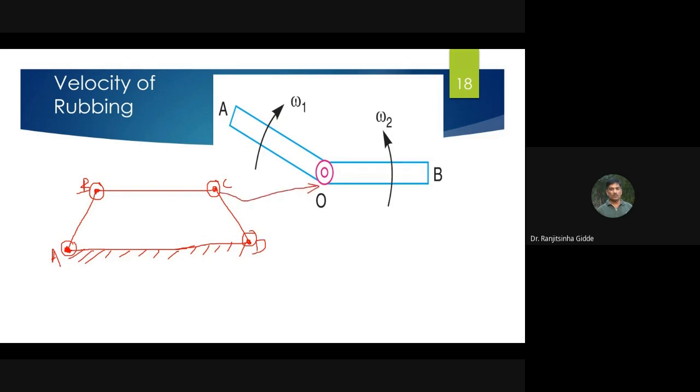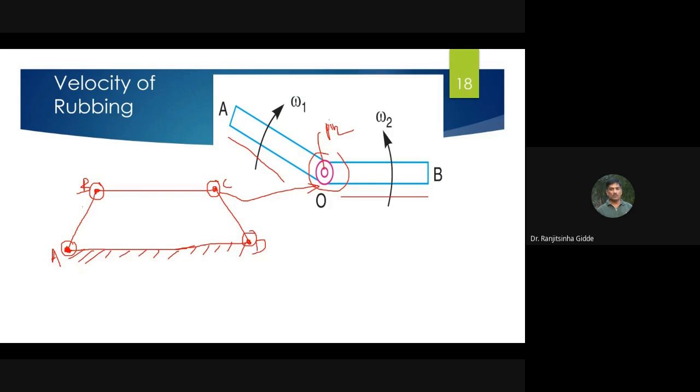So this OA is one link, this OB is another link, right? They have been joined with the help of one pin at this point. I will just write here, this is the pin, and that is used to join these two links and to form this turning pair.